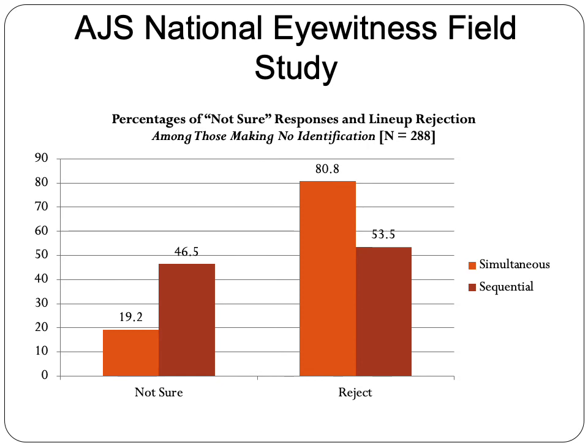The percentage of not sure responses is significantly lower in sequential lineups. Rejecting the lineup in general happens a lot more in simultaneous lineups. All of these things taken together show sequential lineups are actually significantly more diagnostic, right? We might have a slight dip in accurate identifications, but the false identifications pretty much drop away just by switching from simultaneous to sequential lineups.